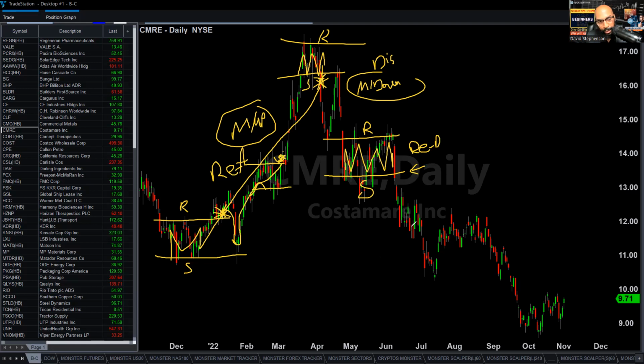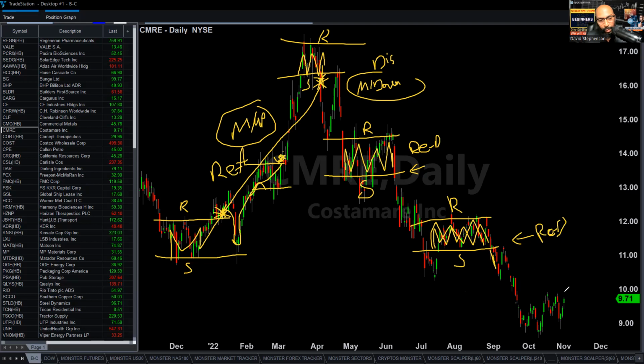All right, so markdown phase, distribution, redistribution. It broke support, and now we've got new support and resistance lines. Resistance, support, accumulation or consolidation. It broke support right here, new sellers are coming in. That's another redistribution. So another redistribution right here.